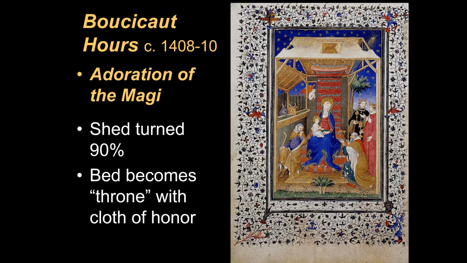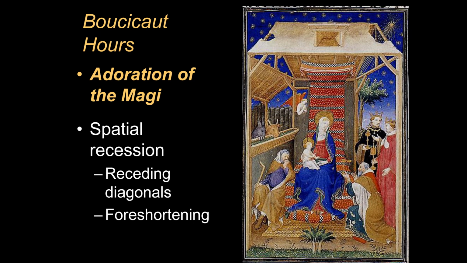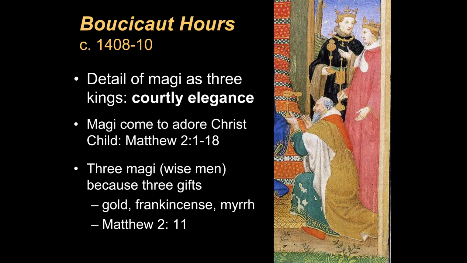It's just as though he really has conceived this shed or stable as though it were a three-dimensional object, that you could move around and see it from another point of view. And the same things we've talked about before, the receding diagonal lines, the foreshortening of the bed, give us that sense of looking into depth, looking into space.